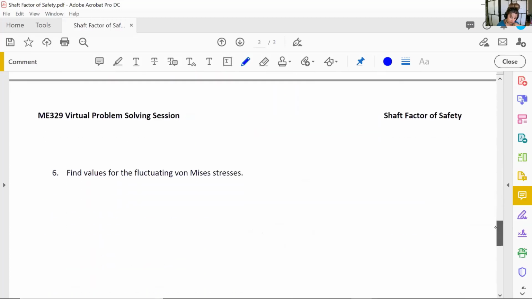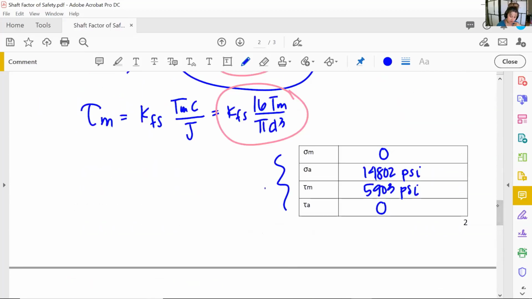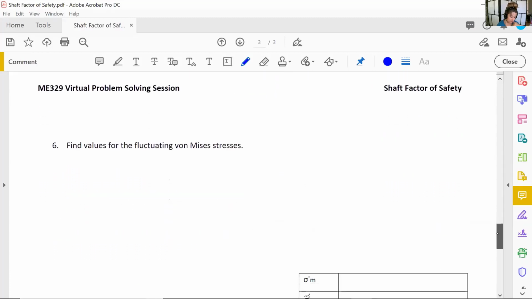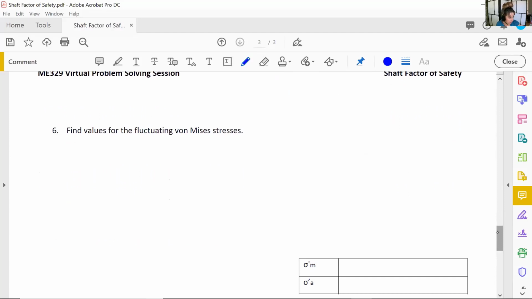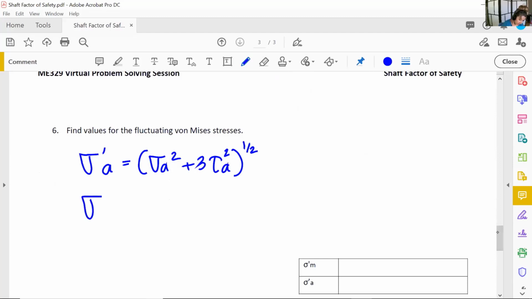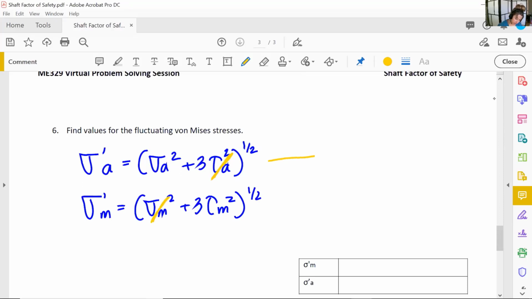Okay, cool. Moving on. Now we're getting into the von Mises stuff. So this was the preliminary to get us to von Mises, which eventually gets us to the factors of safety. So find values for the fluctuating von Mises stress. This is chapter 6, fatigue stuff, as a review. So our sigma prime A, when you see the prime, it's just telling you that we're talking about von Mises stress. So everything that's alternating goes up here. Everything that is mid-range goes down here in this equation, 3 tau M squared, all to the 1/2. Okay, so what goes to 0? This goes to 0, and this goes to 0. So sigma prime A is really just sigma A. Sigma prime M is not just tau M because of this 3 here.